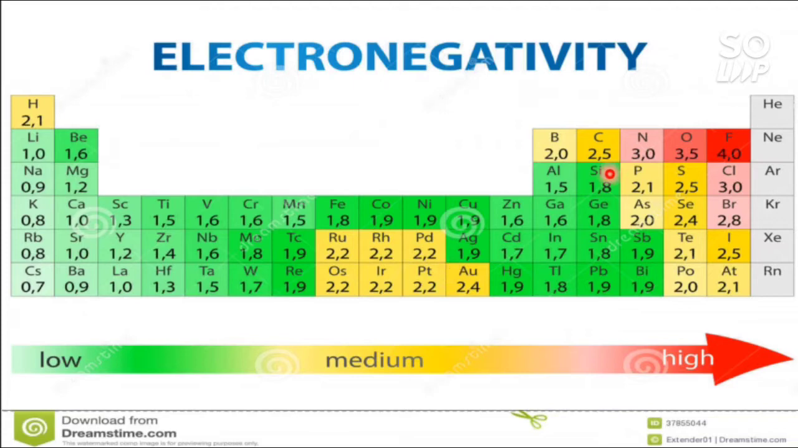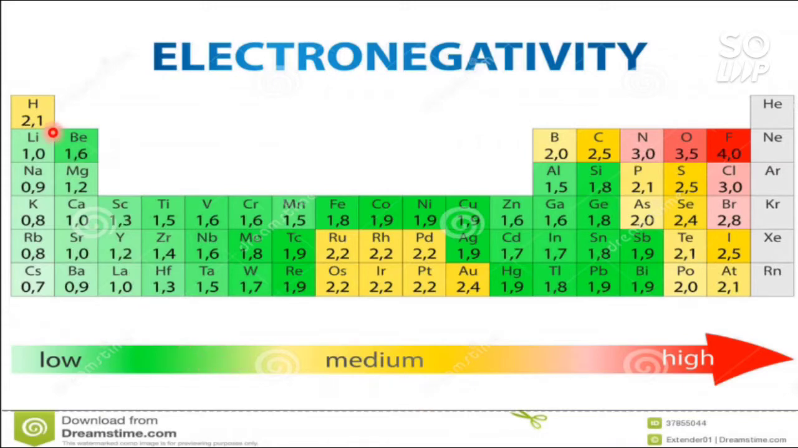From left to right, the electronegativity increases. Meaning to say, the elements on the left side of the periodic table have a low electronegativity, while the elements on the right side of the periodic table have a high electronegativity. At the middle, it has a medium amount of electronegativity.